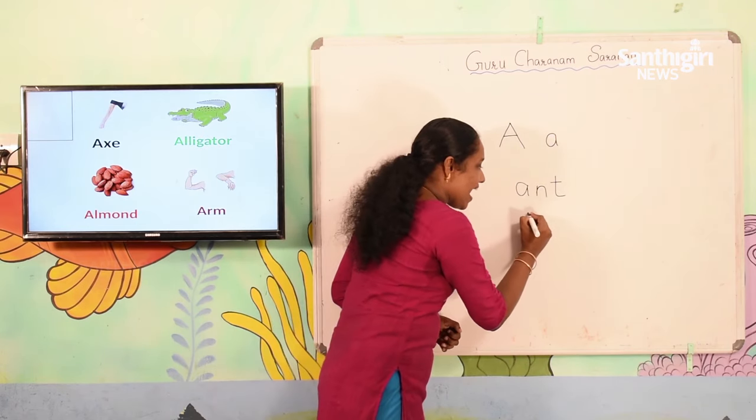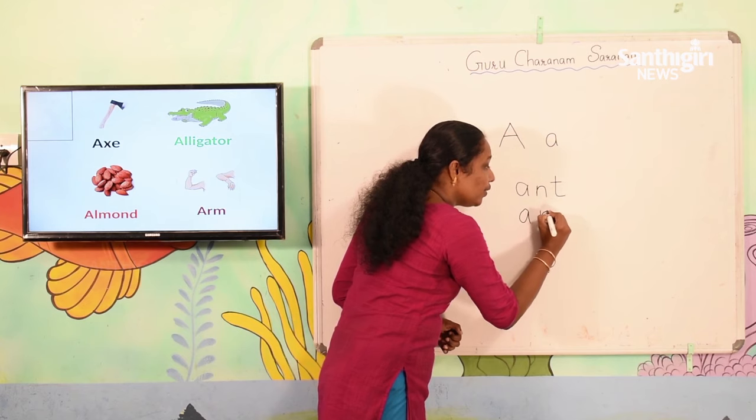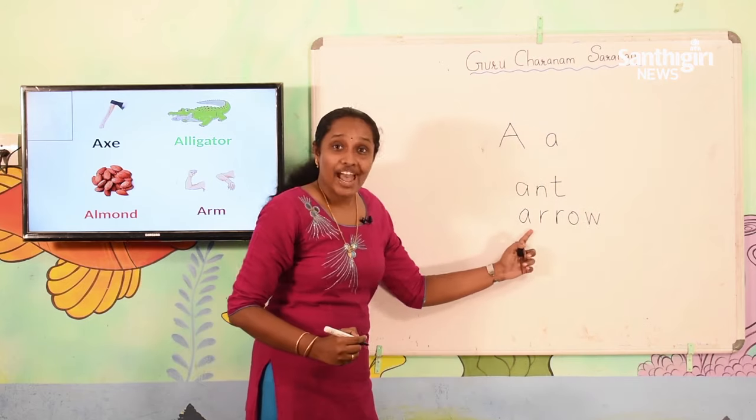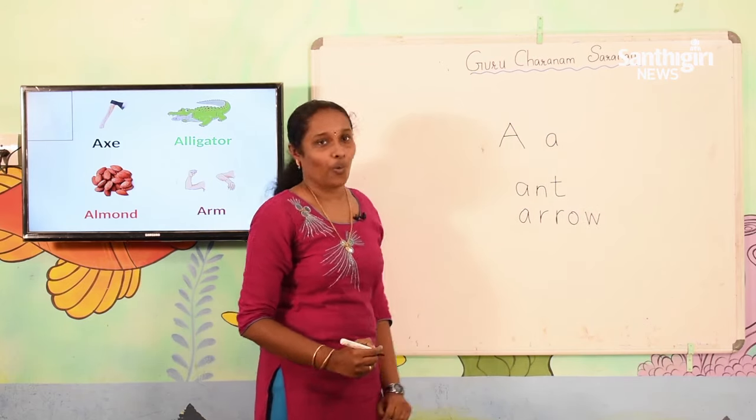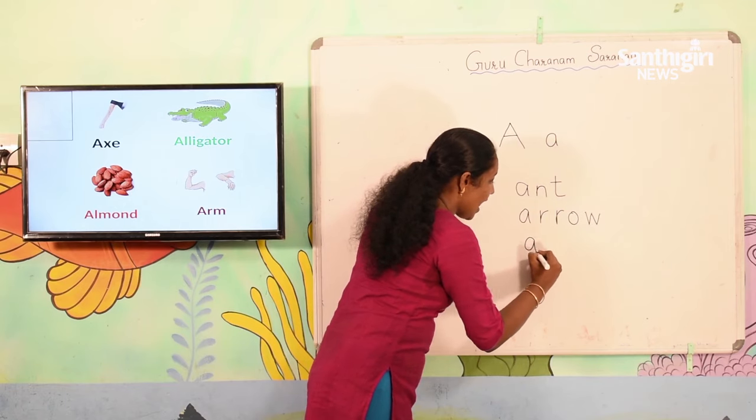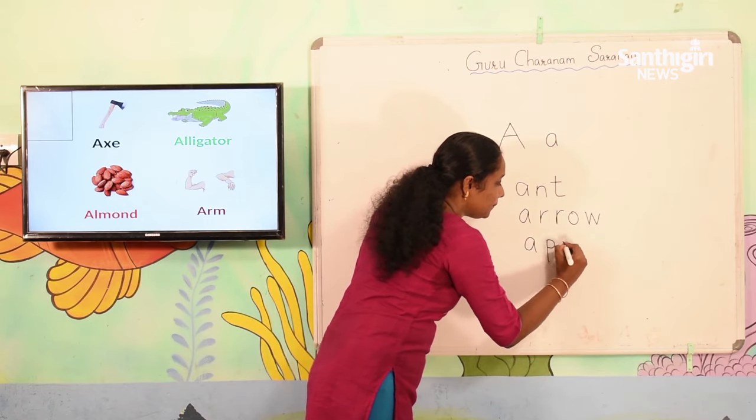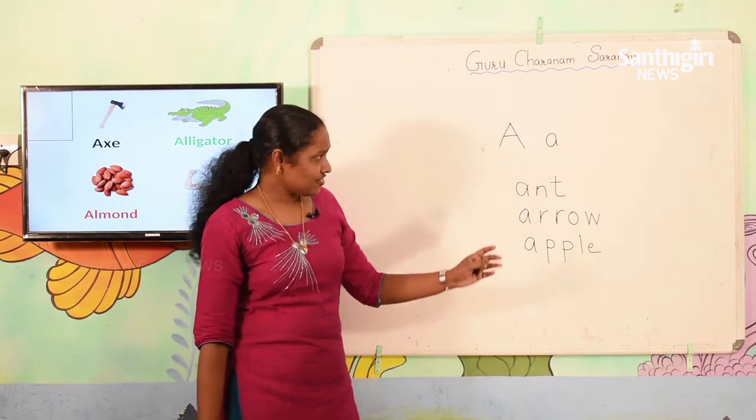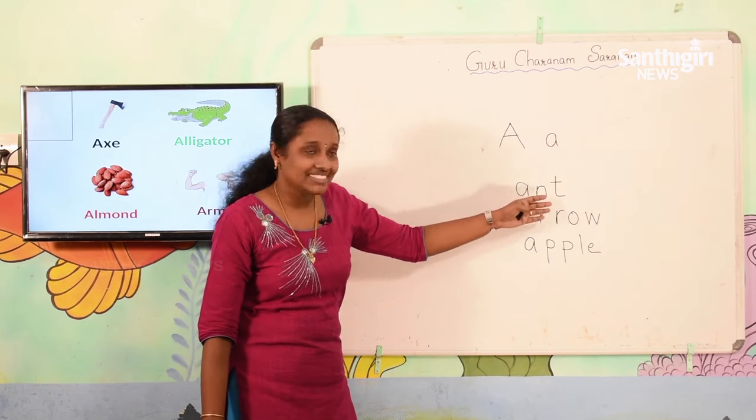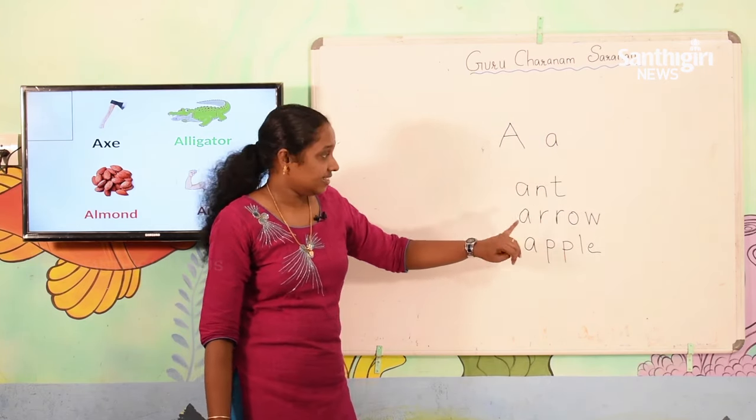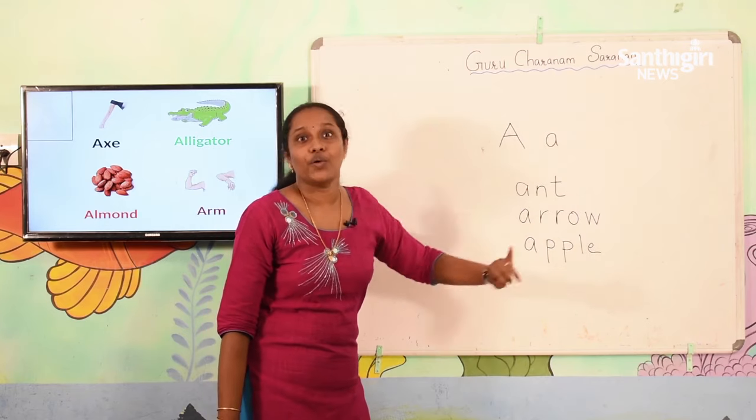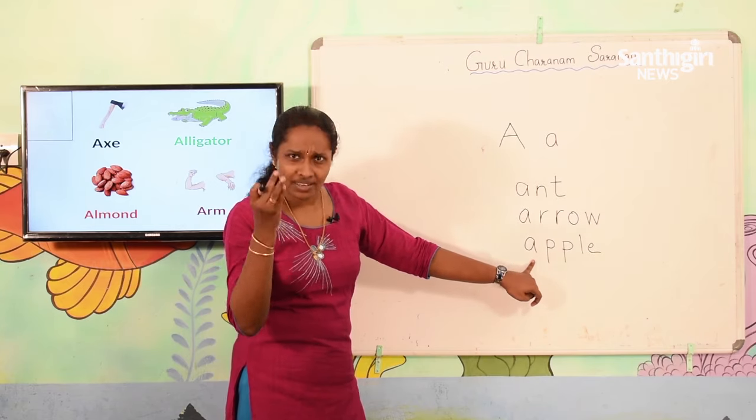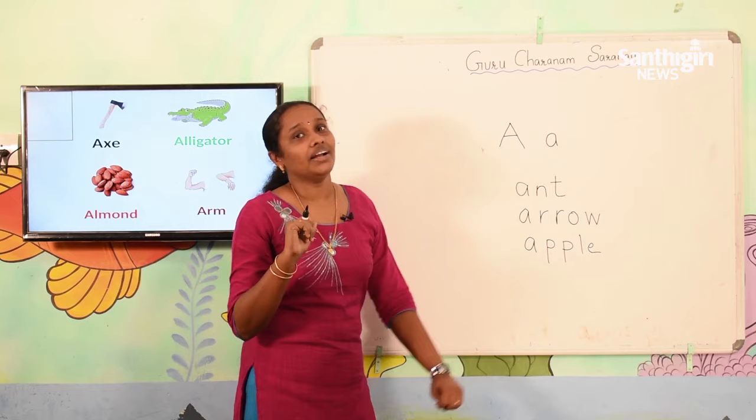Then arrow. A. Arrow. Then apple. Apple. What's the first sound we hear in an ant? A. A. A. Then arrow. A. Arrow. Apple. What can we hear in the first sound of an apple? Please listen. A. Apple.